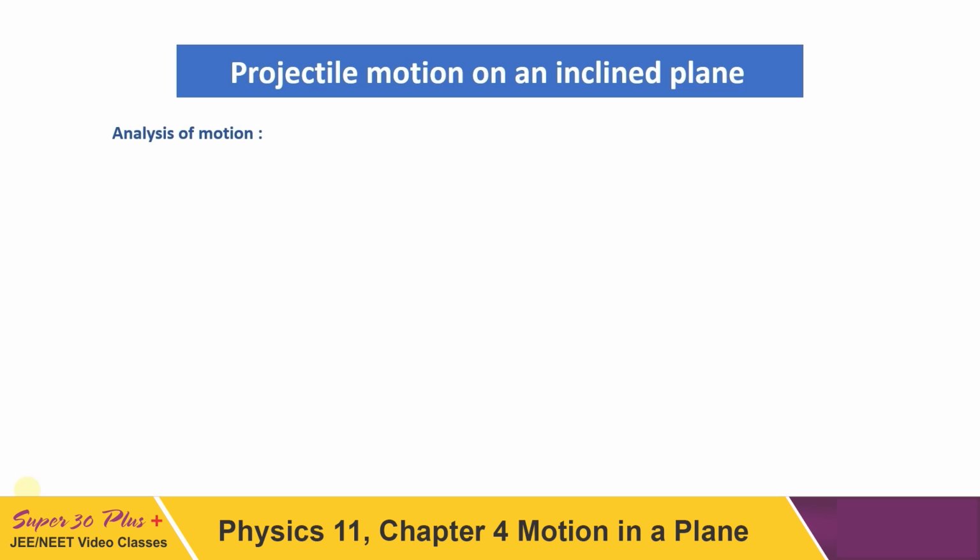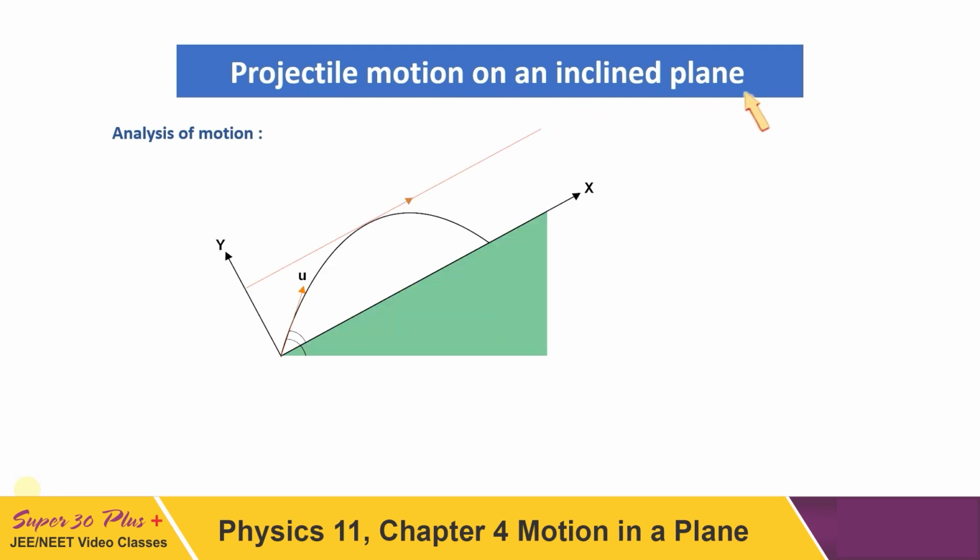Here comes projectile motion again, but with a different aspect. This time we are going to analyze projectile motion on an inclined plane. In the previous section it was on a horizontal plane and now this is on an inclined plane. So let us first draw the condition. If a projectile is thrown from here on an inclined plane, let this inclination be alpha and it is thrown at some angle beta to the plane.